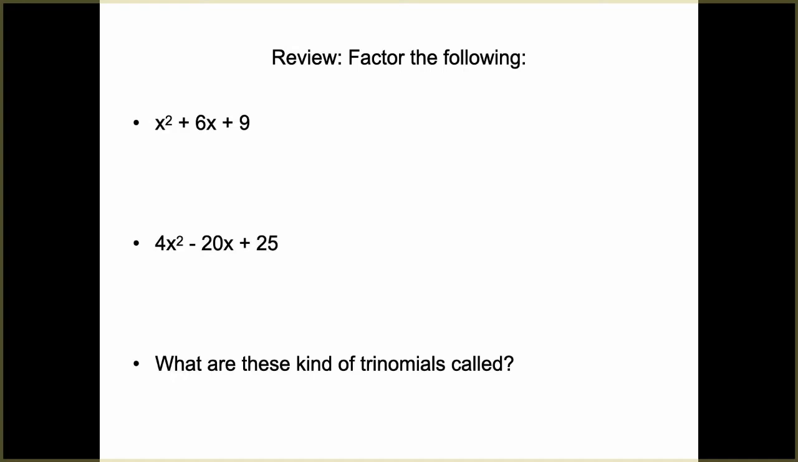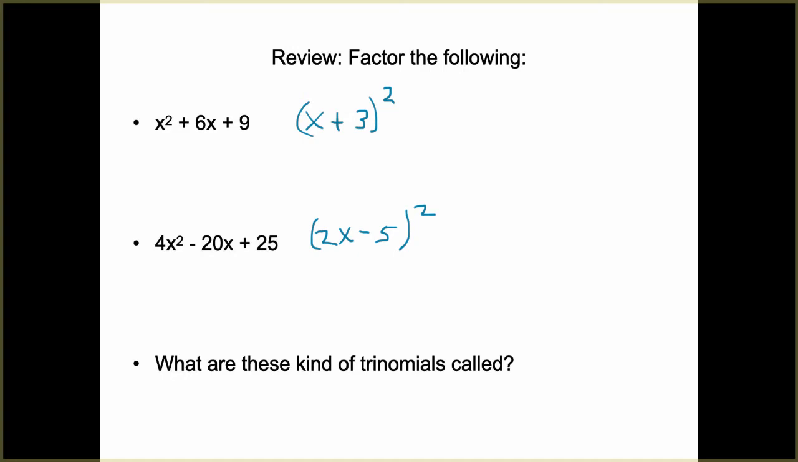What's the square root of x squared? x. What's the square root of 9? 3. What's the sign in the middle? Positive. This becomes a binomial squared. When we look at the second one, we have 4x squared minus 20x plus 25. We take the square root of the first, which is 2x. We take the square root of 25, which is 5. We take the sign in the middle, which is negative, and we get 2x minus 5 squared.